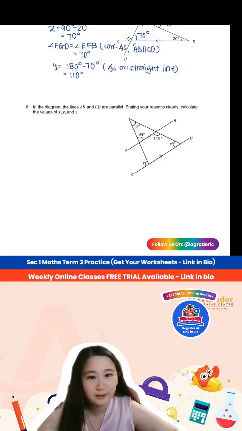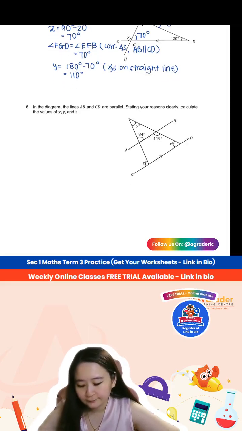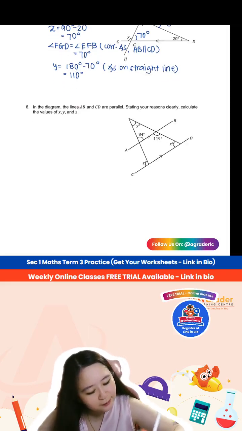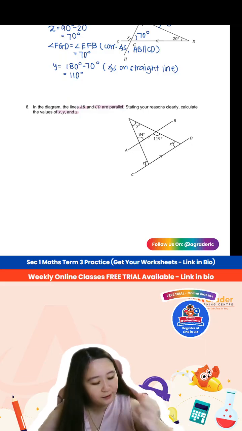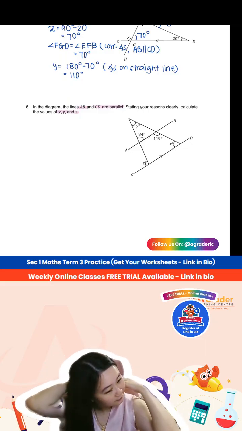Question 6. In the diagram, the lines AB and CD are parallel. Stating your reasons clearly, calculate the values of x, y, and z. Has anyone done this question?